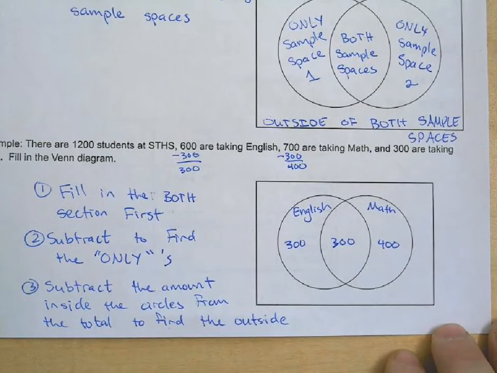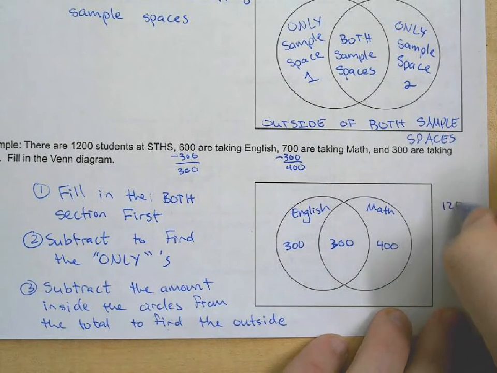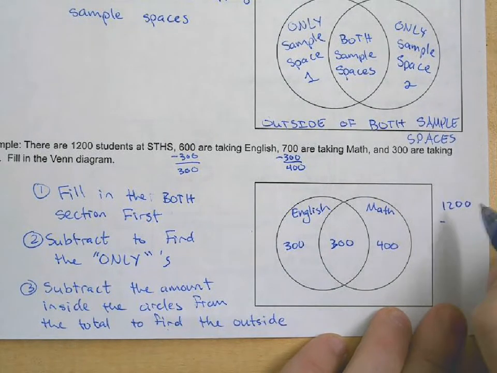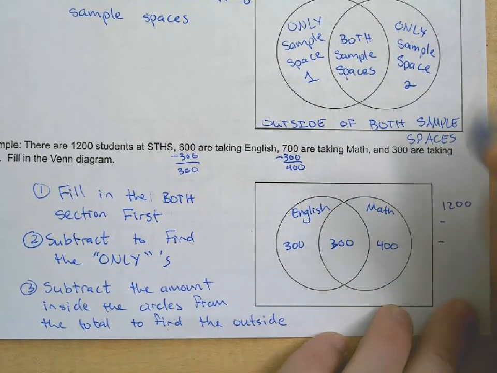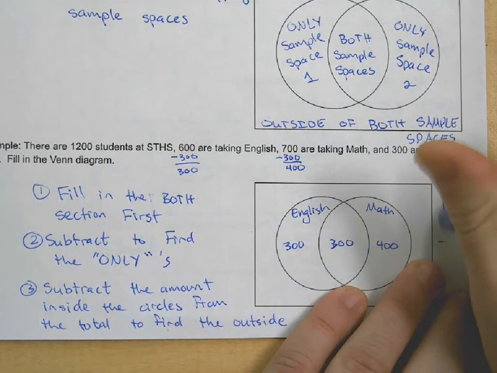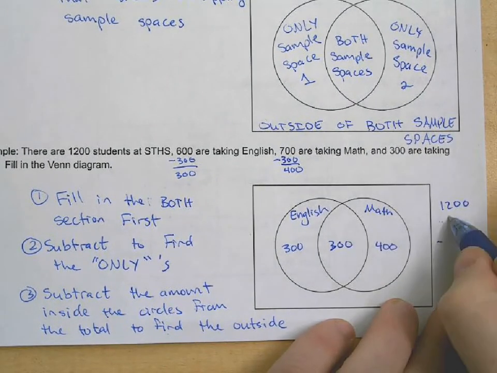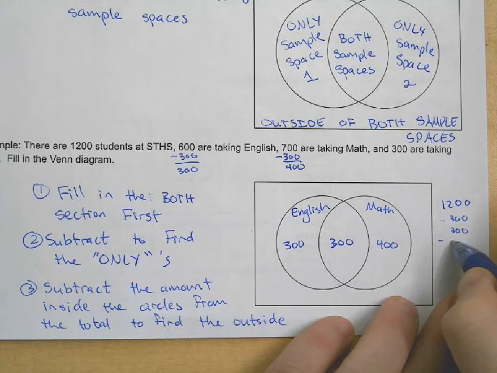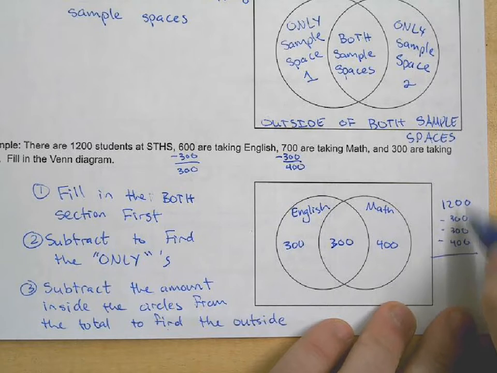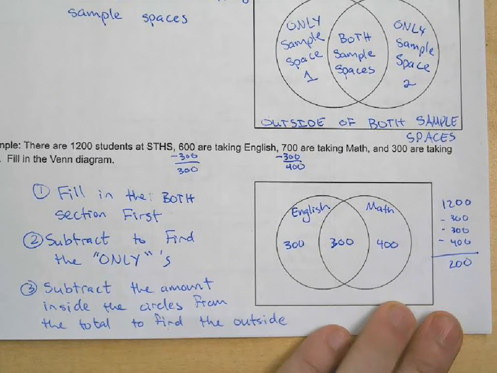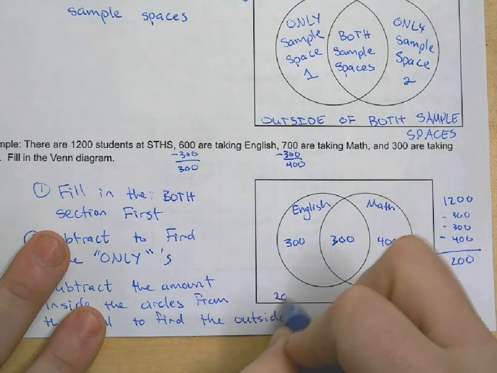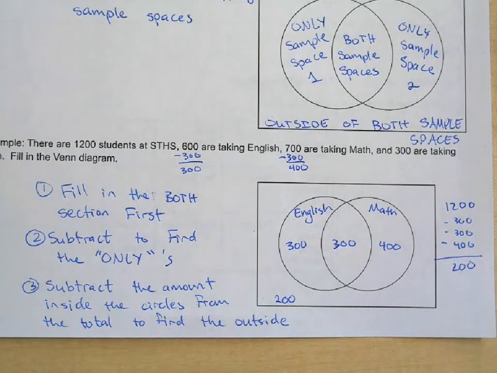So all we're going to do is take our 1200, that's our total, and subtract from that our numbers on the inside of our circles. So we'll subtract 300, 300, and 400. And when we subtract all three of these, maybe using a calculator or something to help us move quickly, we will get 200. And that's how I know 200 people are on the outside. So 200 people are taking neither English nor math.